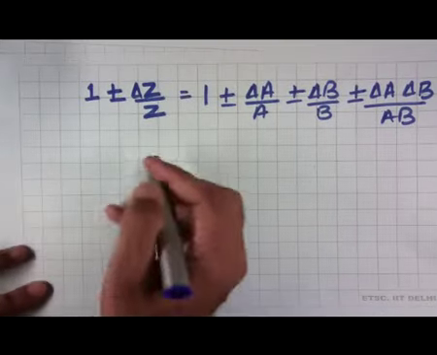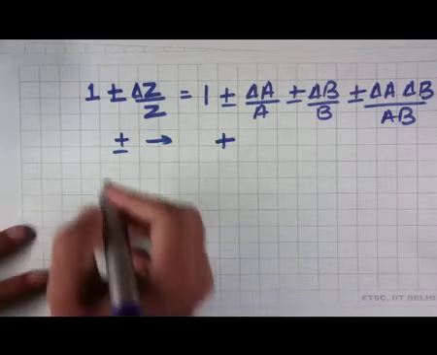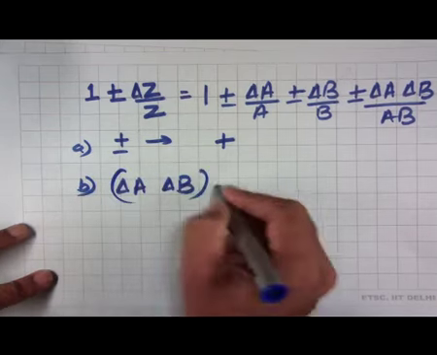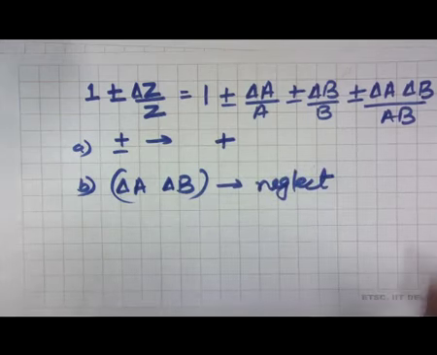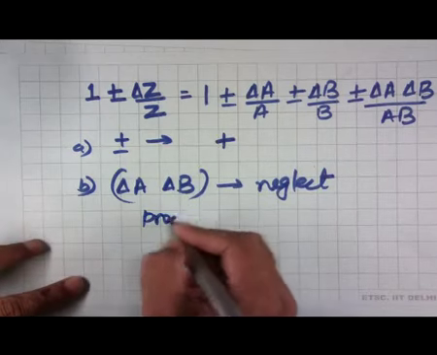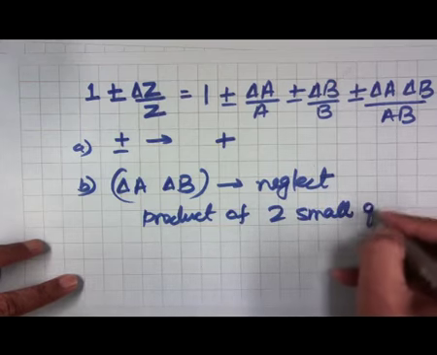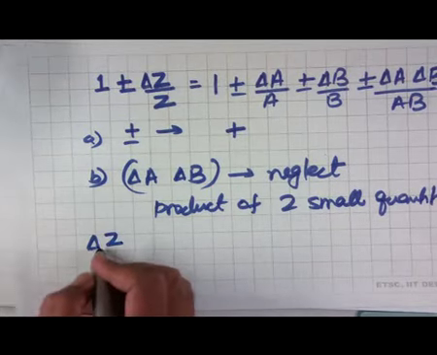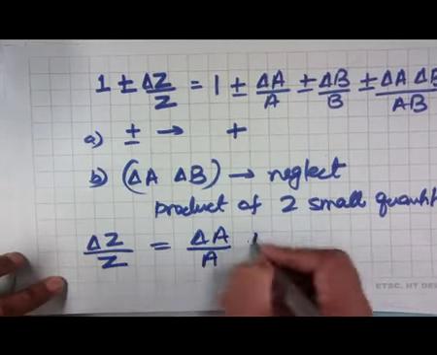So, now here once again what we will do is the plus minus will be replaced by plus, because we are looking for the maximum error. And the second thing which we do is that delta a delta b, this product we will neglect, because it is expected that the error will be small as compared to the original quantity, and there is a product of two small quantities. So, because it is a product of two small quantities, this is neglected. So, therefore, what we get is the error delta z upon z is equal to delta a upon a plus delta b upon b.